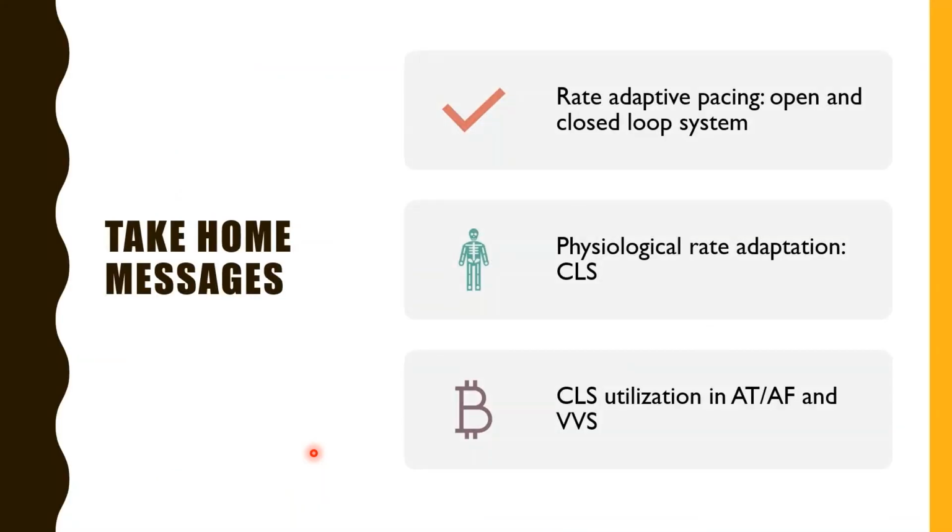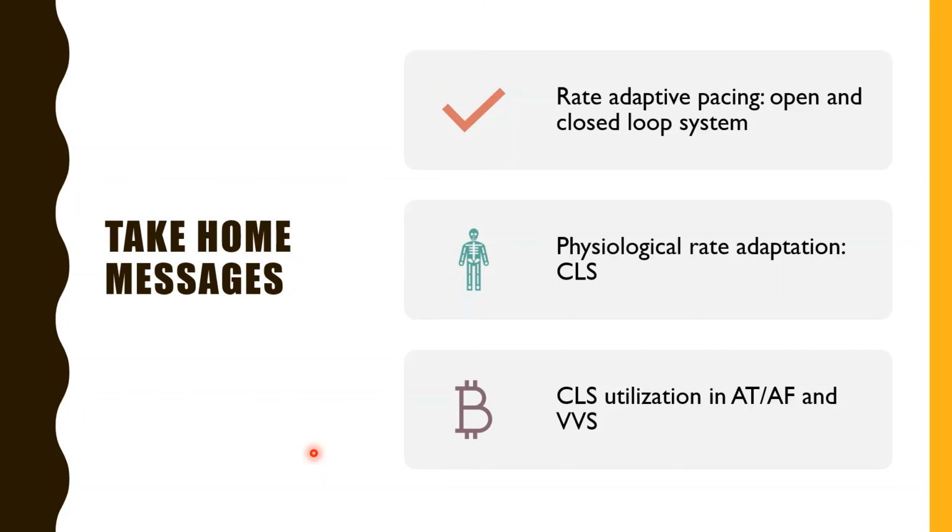So the take-home message is that I hope over the past half an hour or so, we have understood the rate adaptive mechanisms that we have. One is the open loop system, which is available in most pacemakers. One is the closed loop system, which mimics a near physiological response, available in the CLS capable BIOTRONIK pacemaker. And only a CLS capable pacemaker allows you to have mental as well as physical input that will bring a nearer physiological rate responsive adaptation in increasing the pacing rate.